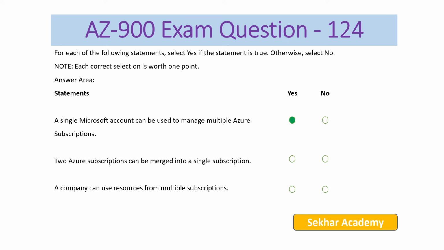The right answer is yes. The next statement is: two Azure subscriptions can be merged into a single subscription. So this is option no, right? You cannot merge these two Azure subscriptions into a single subscription. So the right answer is no. Third statement: a company can use resources from multiple subscriptions. The right answer is yes. It can use all the resources under the different and multiple subscriptions.